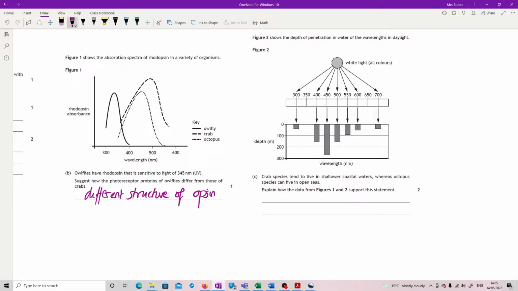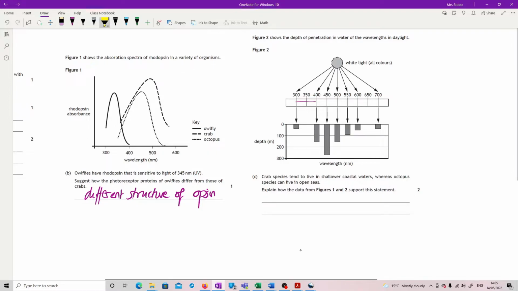Okay, figure 2 shows the depth of penetration in water of different wavelengths in daylight. Okay, so we've got white light of all colours, and then they split it up into the basic spectrum, actually a little bit further, because obviously we're going into the UV. 400 to 700 is your visible light, but we've actually got down here the 300 to 400. Okay, crab species tend to live in shallower coastal waters, whereas octopus species can live in open waters. Explain how the data from figures 1 and 2, and it's in bold for both of them, support this statement.